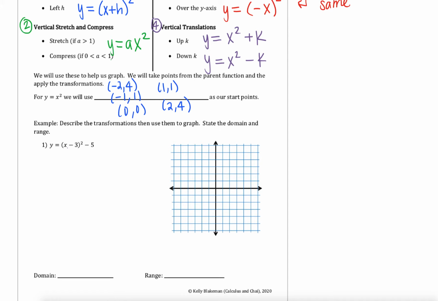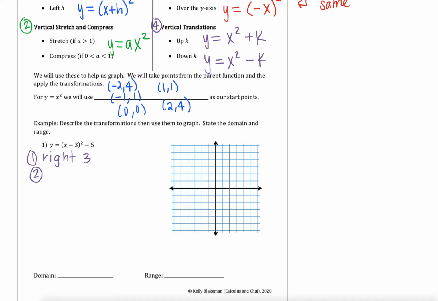The first thing we need to do is we need to list our transformations. Why don't you guys pause the video right now and list our transformations for this first example, and list them in order. So for this first function, we have 2 transformations. The first transformation is that we're going to the right 3, and that's coming from that x minus 3 inside the squared.